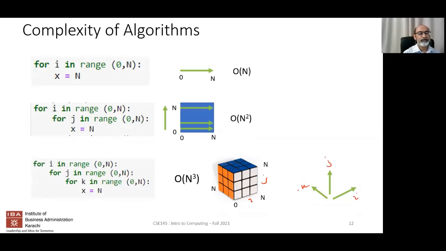If you wanted a fourth dimension, somehow if you can figure it out, if you have a four-dimensional space and you want to traverse all of that, then you would have a nested loop with four loops nested inside. So for i, for j, for k, for l, for example. And that would be order of n to the power 4. I hope you get the general idea as to what the complexity of an algorithm is.